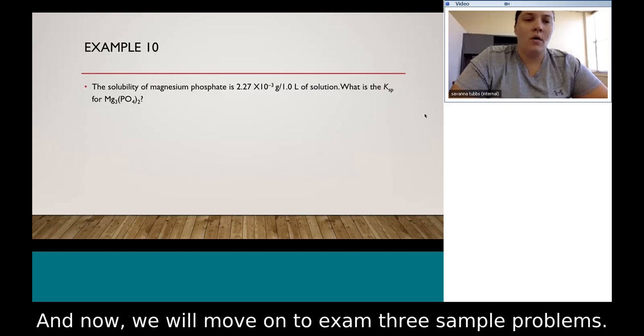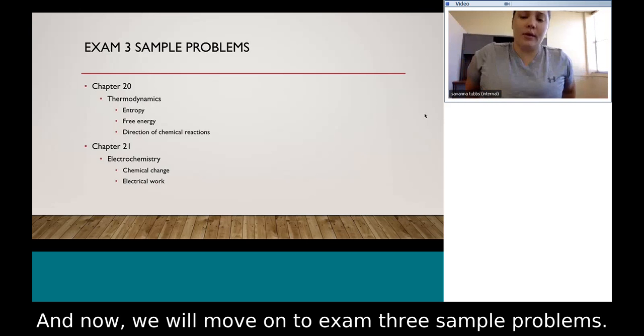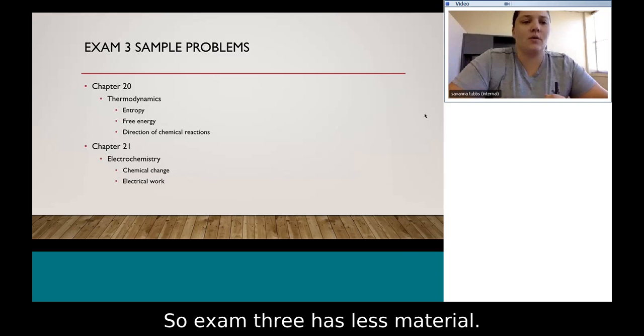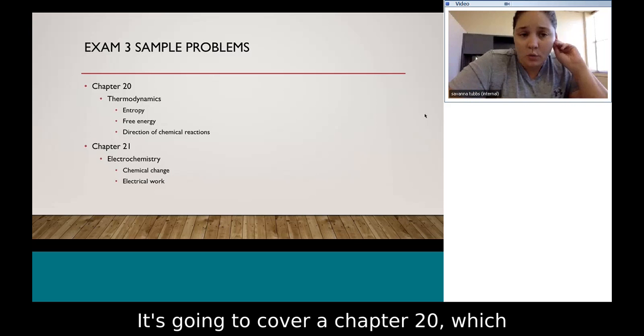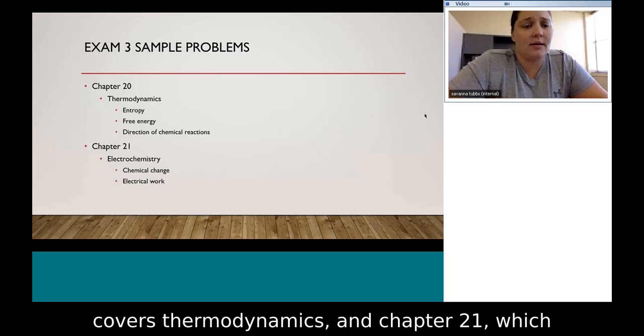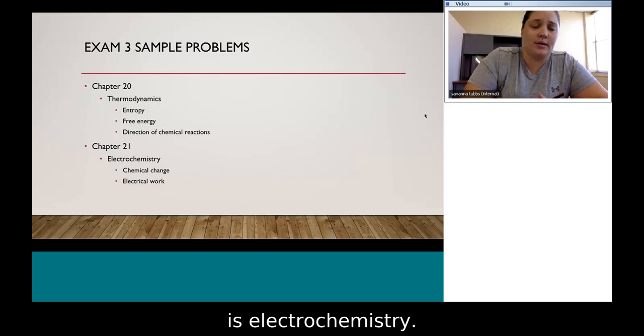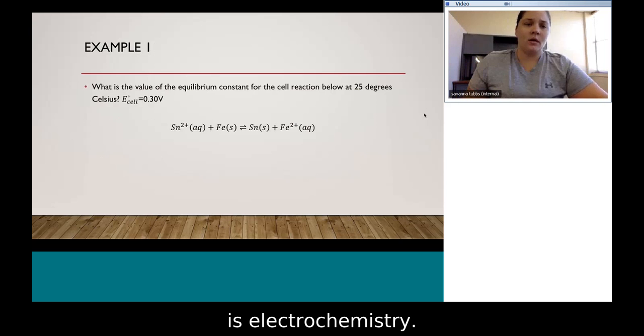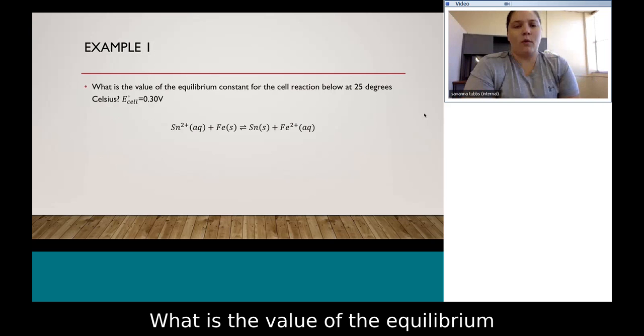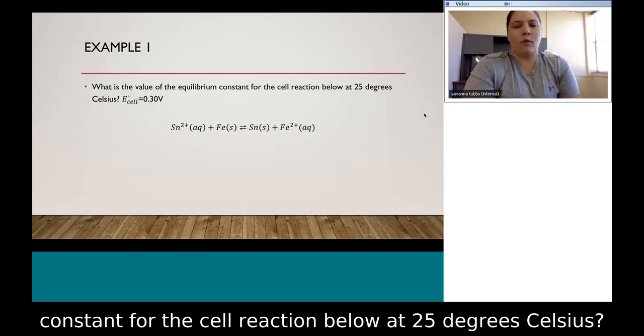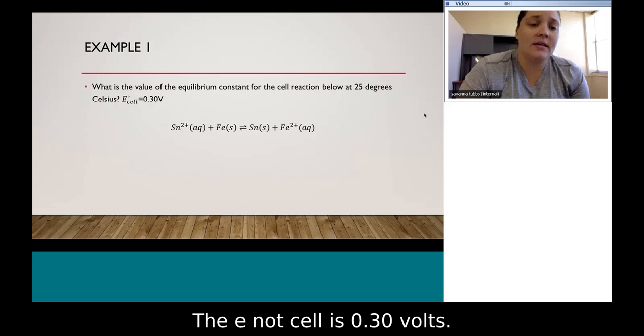And now we will move on to exam 3 sample problems. So exam 3 has less material. It's going to cover chapter 20, which covers thermodynamics, and chapter 21, which is electrochemistry. So example 1. What is the value of the equilibrium constant for the cell reaction below at 25 degrees Celsius? The E0 cell is 0.30 volts.